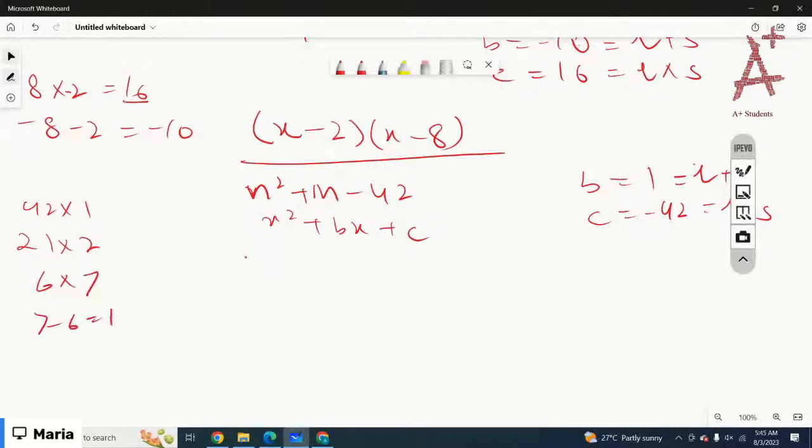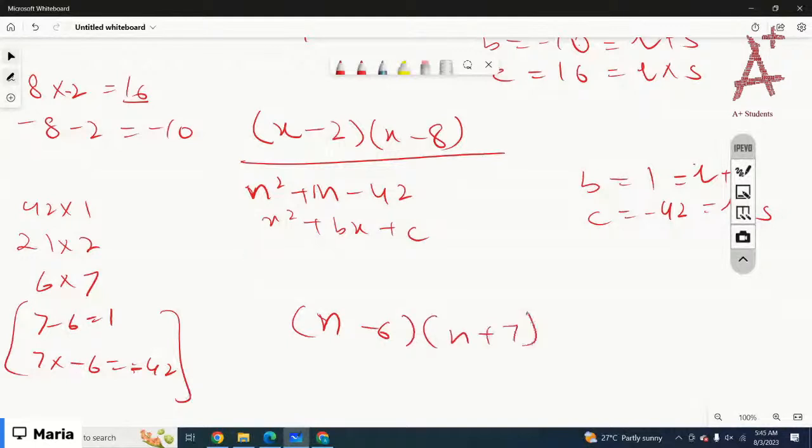Okay, you have to make negative 42. So it would be 7 times negative 6 is negative 42, and 7 minus 6 is 1. So the factors are 7 and minus 6. It would be n minus 6 and n plus 7, right? The factors are n minus 6 and n plus 7. If you have any questions, please ask.